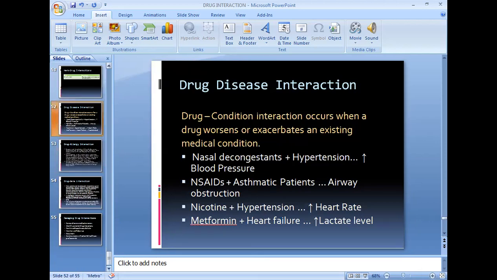Another type of drug interaction is drug-disease interaction. So the disease condition can be worsened or exacerbated when a drug is taken with it, such as a nasal decongestant when taken in hypertension. So there will be increased chances of increased blood pressure.